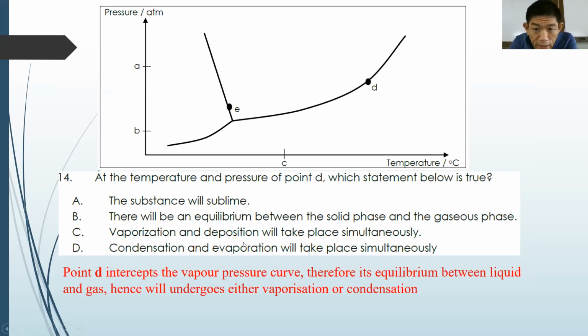Here it is between liquid and gas, as I mentioned just now, so B is also wrong. Vaporization and deposition will take place simultaneously, which is actually wrong. And condensation and evaporation will take place simultaneously. So the best answer here is D.